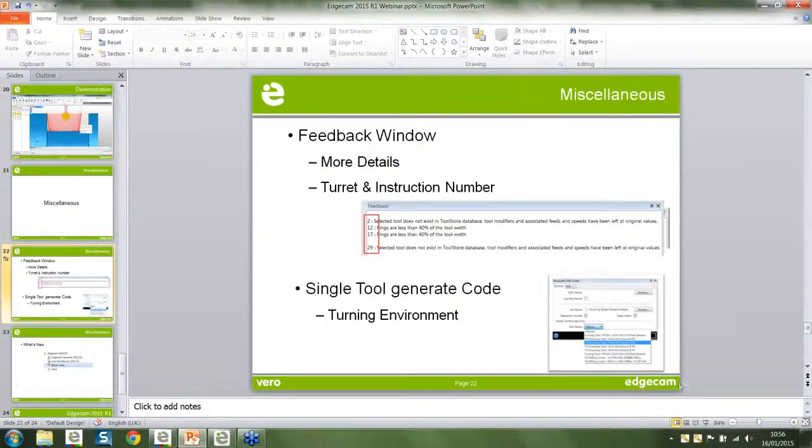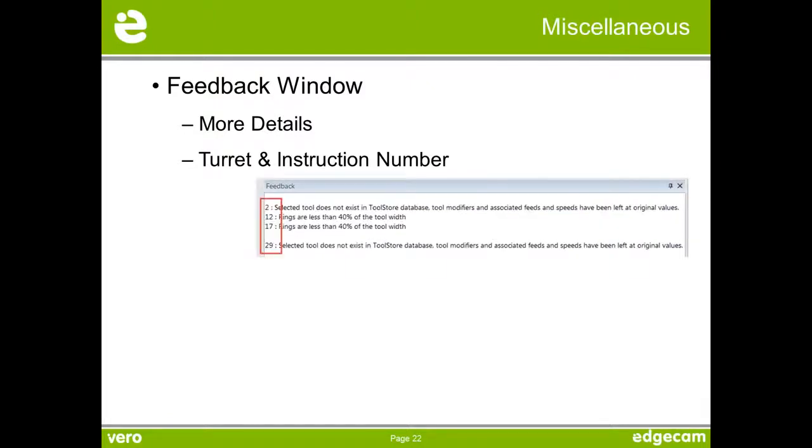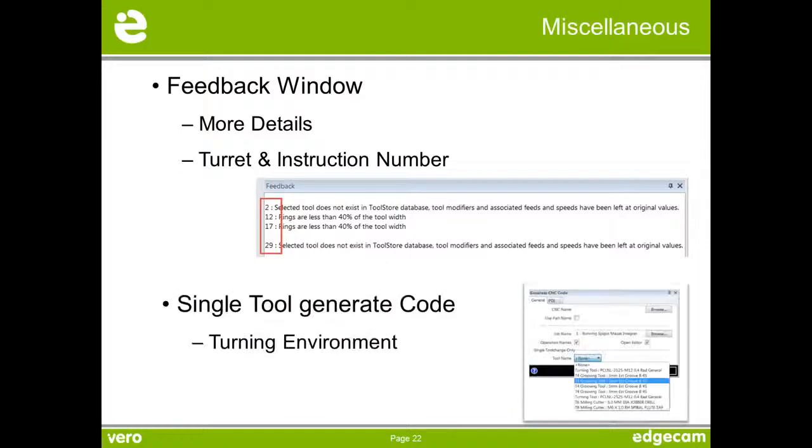We've always had a feedback window, but now we're getting more specific information about the feedback window. So this is the typical information that we see inside turning. But which cam instruction is causing rings less than 40%? This is what you would have seen in 2014 R2, but now in 2015 R1 it's actually going to designate and specifically tell you which particular cam instruction is giving us that feedback. So that's very, very useful.